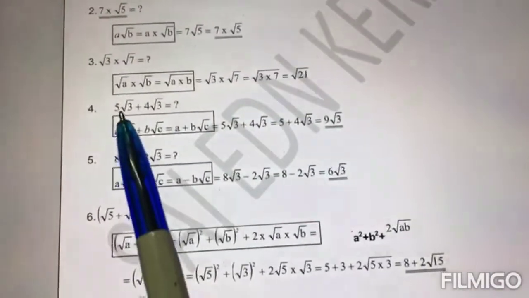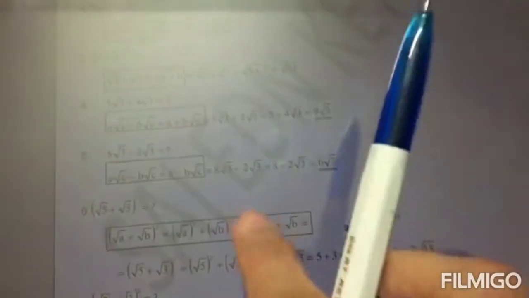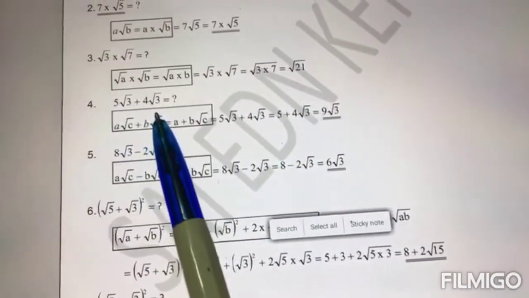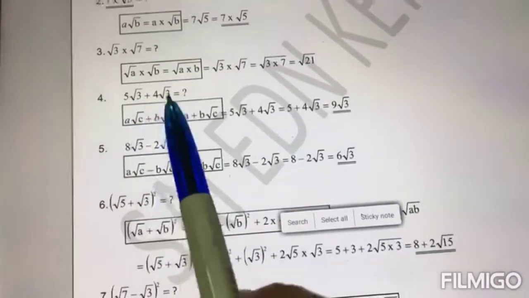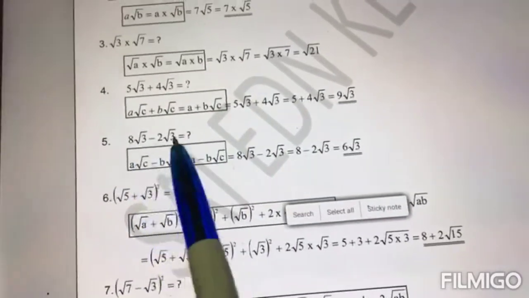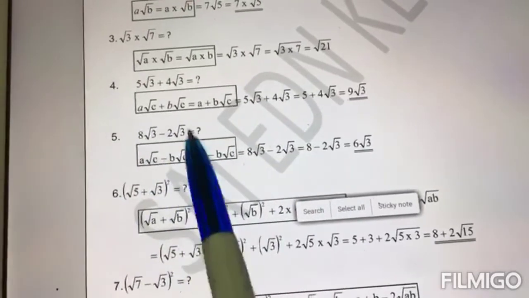Okay, so that is the third rule. Now question number 5 is similar to number 4. 8 root 3 minus 2 root 3. Same principle, addition and subtraction of roots. We can do it only if the number in the square root for all the terms, or the number in the cube root, if it is cube root for all the terms, are the same. In this case, it is root 3 here and root 3 here, so we can subtract it.